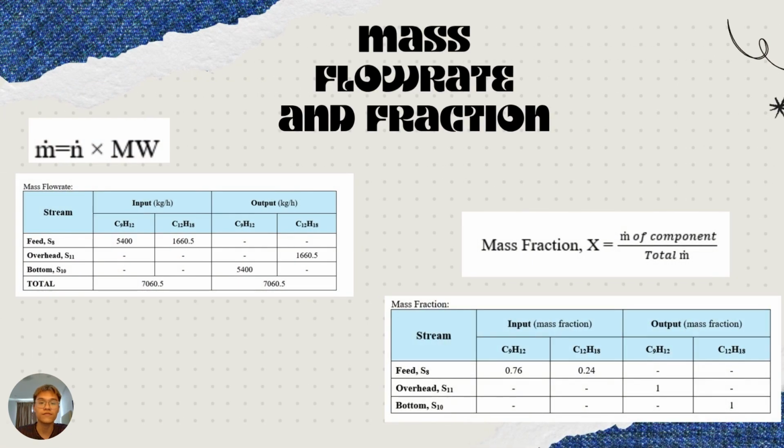Finally, the mass flow is calculated by using molar flow rate multiplied by molecular weight, and the result confirms that the overall mass balance is satisfied. That's all for my presentation. I will pass it to Zara.